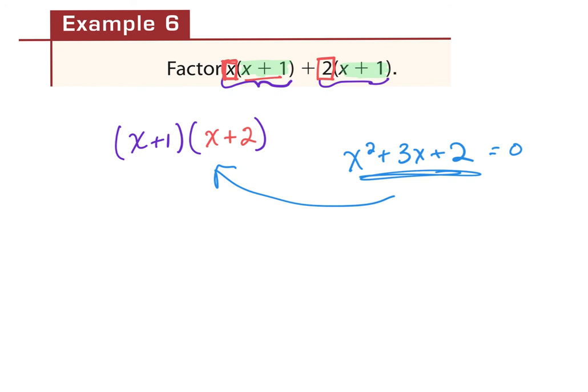We're actually going to get to where it's not grouped like this, to where it's actually FOILed out, where it would be like x squared plus 3x plus 2. But sometimes you're going to be looking and taking groups out and factoring that way.